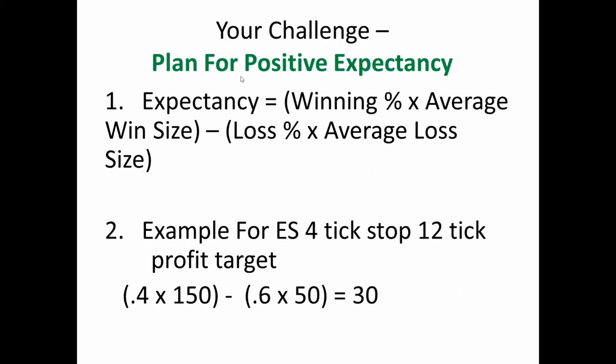All right, so a little bit about expectancy. Expectancy is just a mathematical calculation. You just need to take your winning percent times your average win size, and then take your loss percent times your average loss size. You can subtract the second amount from the first, and if that's a positive number, it means you've got a positive expectancy.